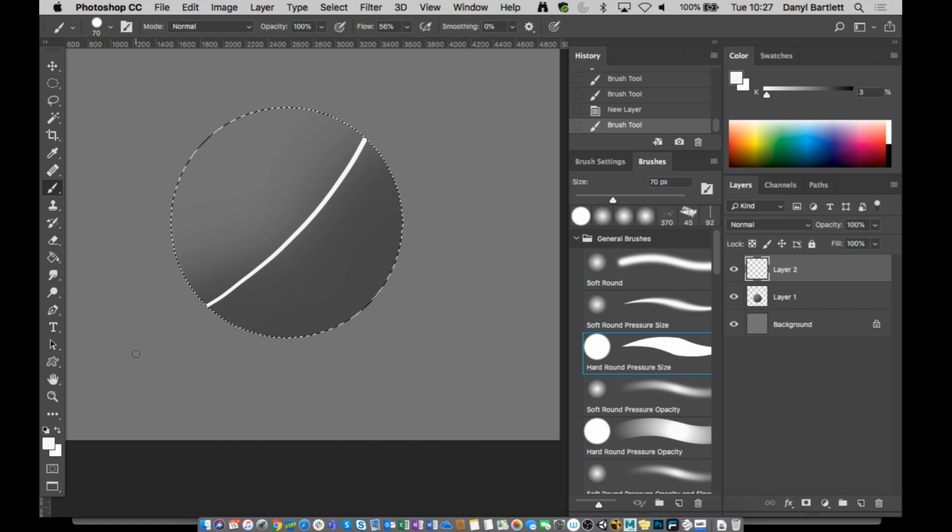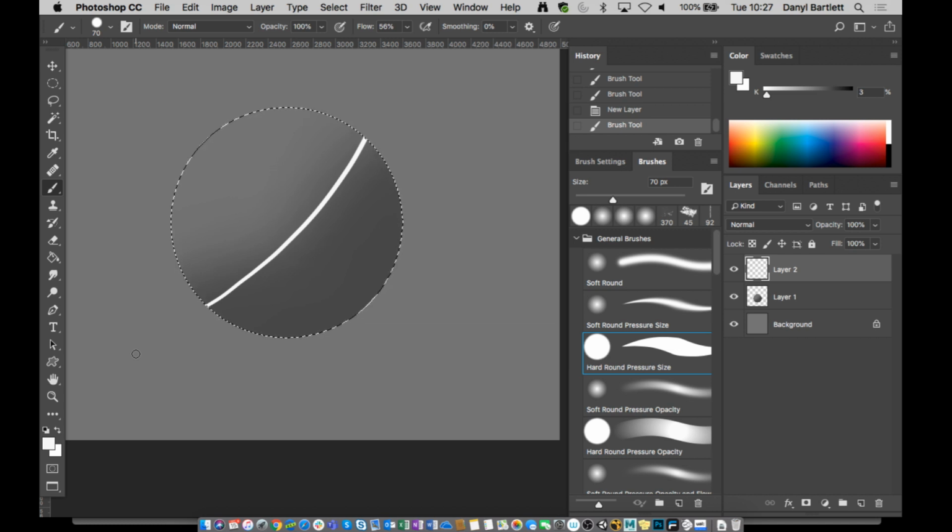The terminator line is effectively the point at which, on a spherical object, the light that's hitting it isn't making direct contact anymore. Everything above that is direct contact. The light is hitting that surface in some way or another, and anything below that, there's no direct light. Now, the way that we paint that in would actually define what the surface is made of.